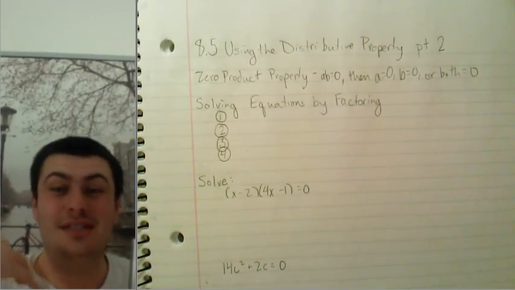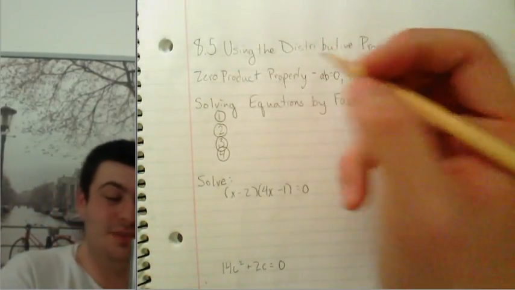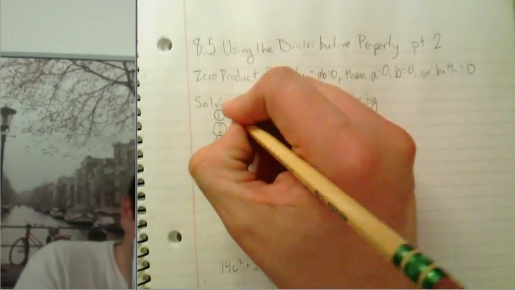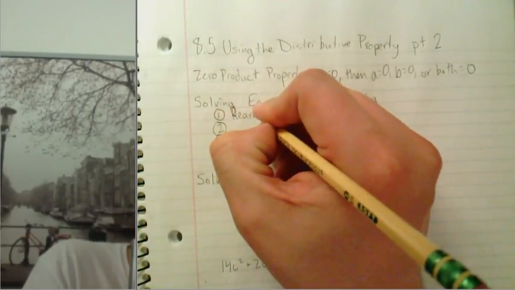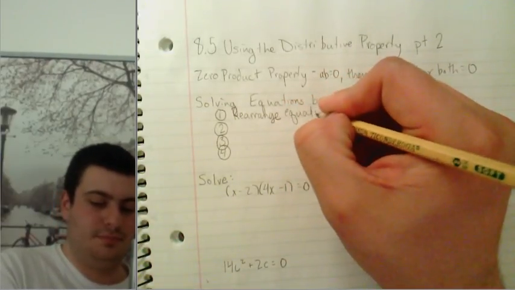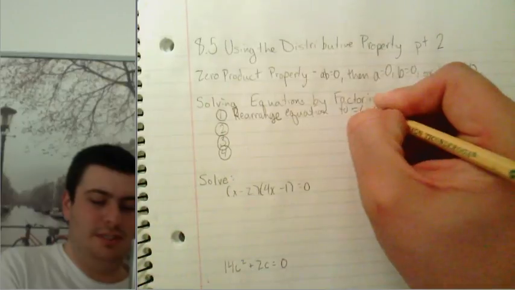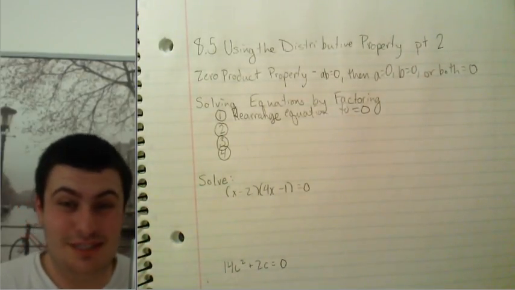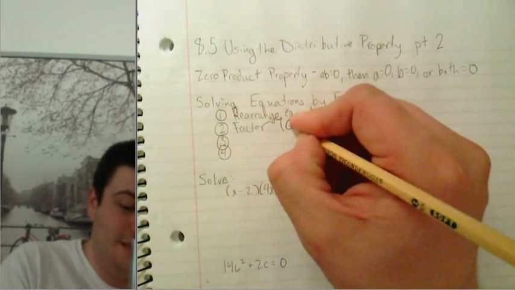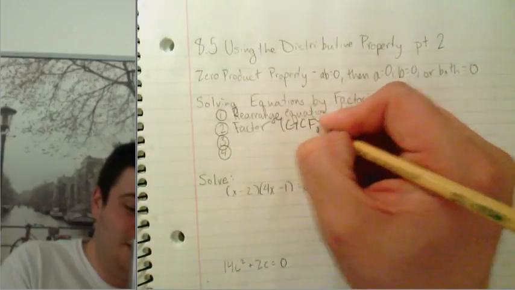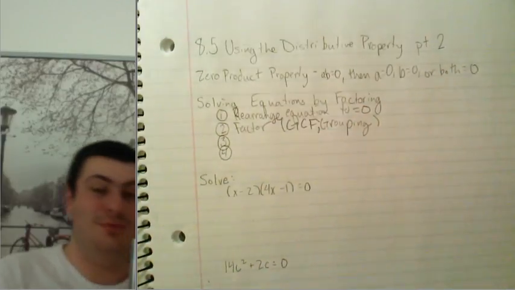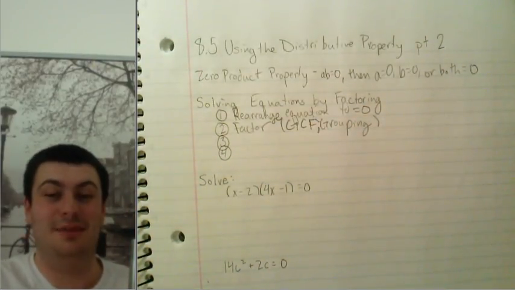So when we solve equations by factoring, the first thing we need to do is make sure that we rearrange the equation so that everything is equal to 0. We're going to rearrange the equation to equal 0. Then we're going to factor. And at this point, we're going to factor by either pulling out the greatest common factor or by grouping. Remember, grouping is very much a way to factor. Factor by pulling out the GCF and by grouping.